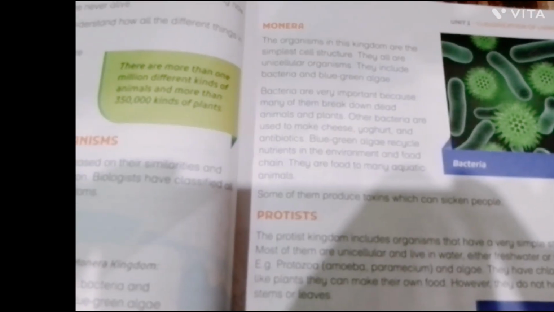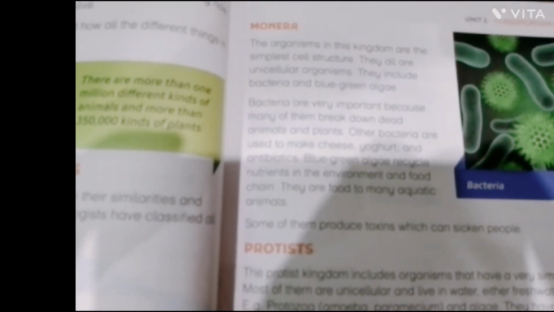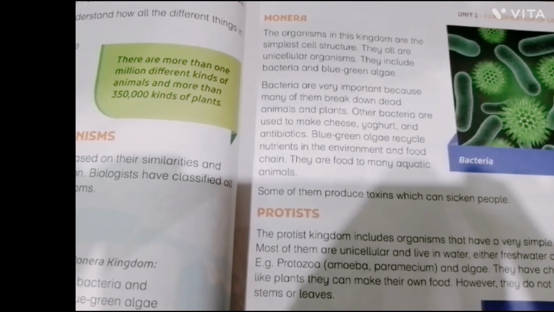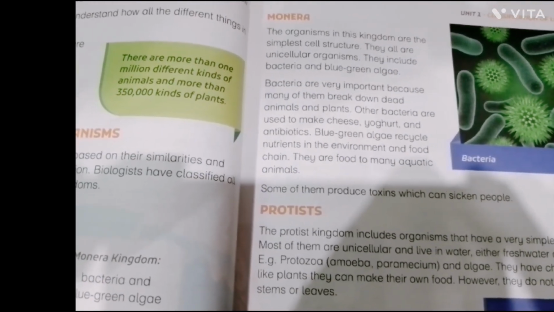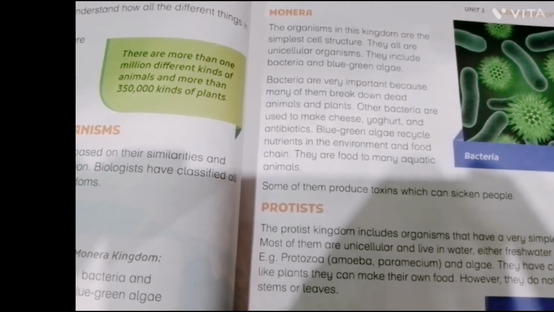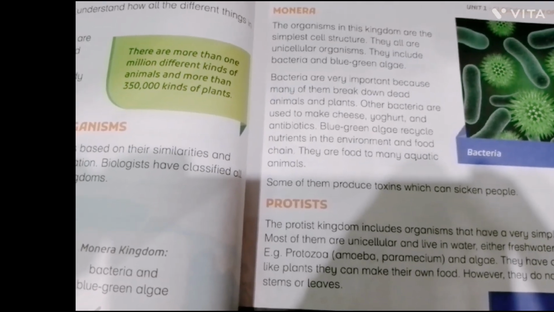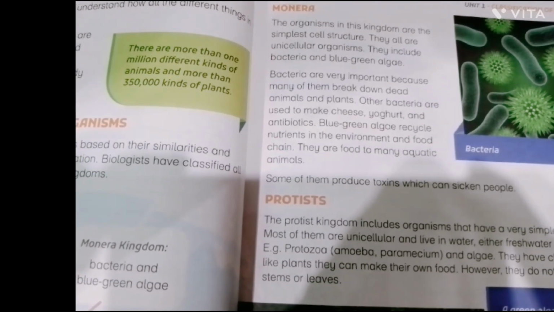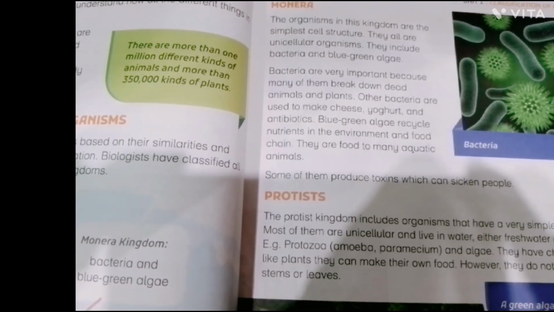So these are the characteristics of the Monera kingdom. Monera organisms are unicellular. What is the meaning of unicellular? It means one cell: organisms that are made up of only one cell. Examples of this group are bacteria and blue-green algae.